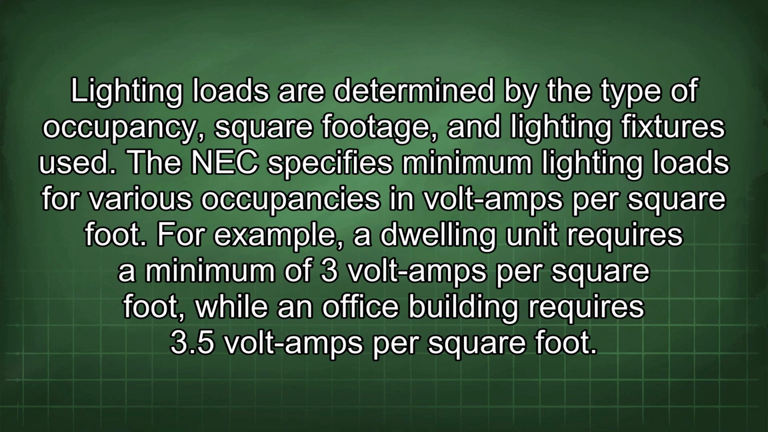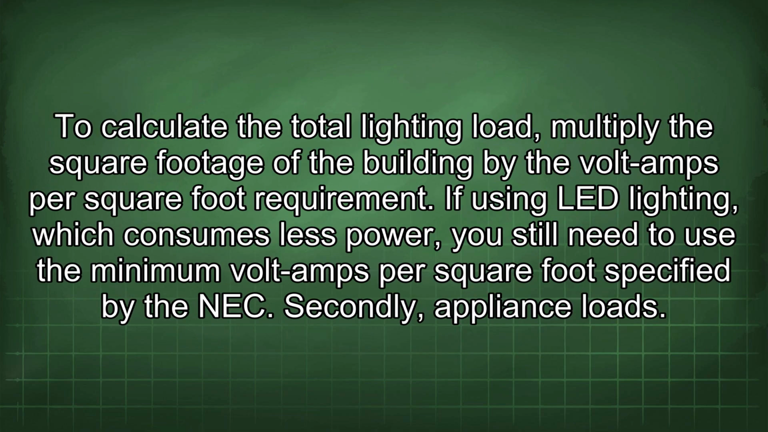Lighting loads are determined by the type of occupancy, square footage, and lighting fixtures used. The NEC specifies minimum lighting loads for various occupancies in volt-amps per square foot. For example, a dwelling unit requires a minimum of 3 volt-amps per square foot, while an office building requires 3.5 volt-amps per square foot.